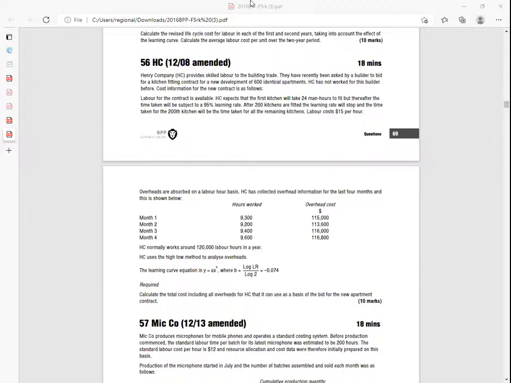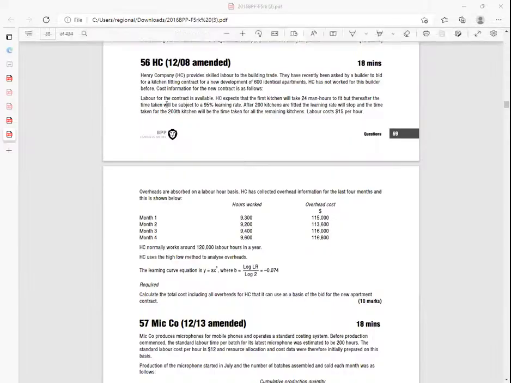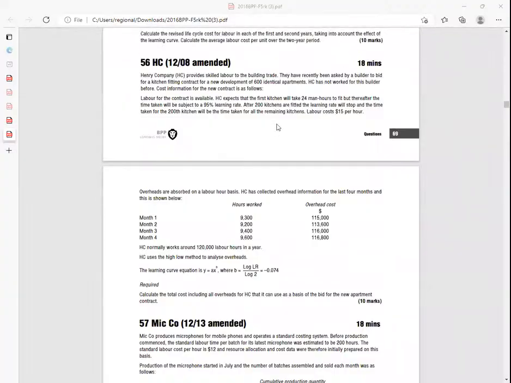So is there anybody who has been able to give us this labor cost? Anybody who has been able to get the labor cost? Perhaps we could do it together. So you see, let's do it together.